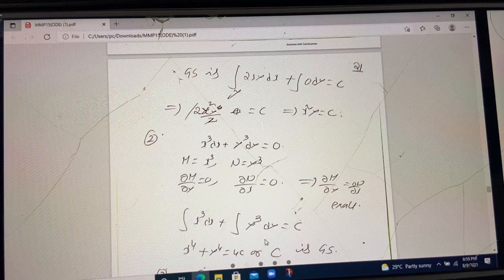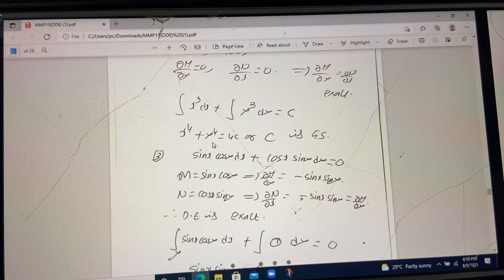Integral of x³ dx plus integral of y³ dy equals constant, because M dx is integrated regarding y as constant, and for N we take the terms not containing x. What is the term not containing x? y³. So we directly integrate it, equal to constant. So x⁴/4 plus y⁴/4 equals constant. Multiplying by 4, you get x⁴ plus y⁴ equals 4c, where c is the arbitrary constant. This is the required general solution.